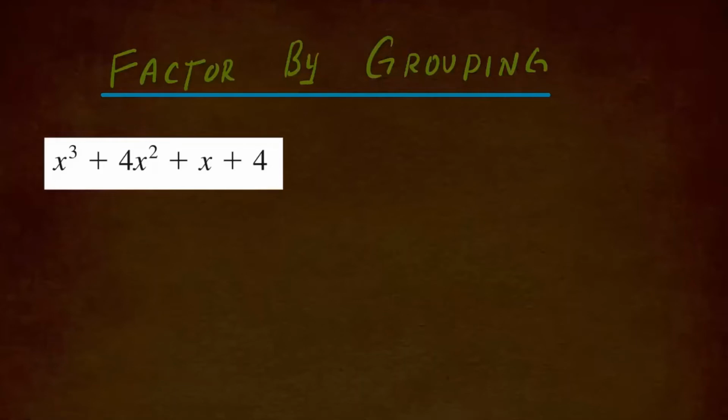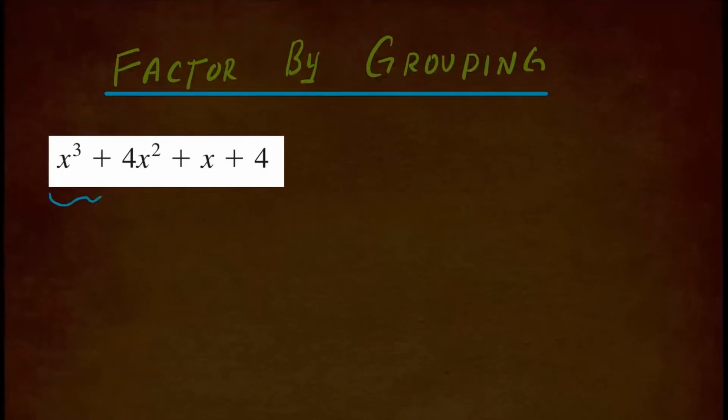Let's go ahead and start factoring this expression by grouping. So for grouping, you're actually using the method of GCF to group them. First, I'm going to group these two and pull out their GCF, which is the greatest common factor. From both of these, I see that x squared is the greatest common factor.